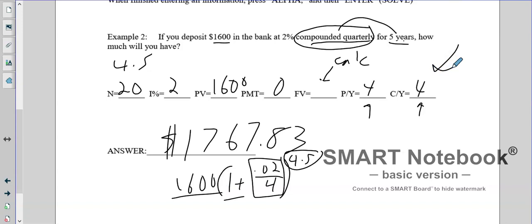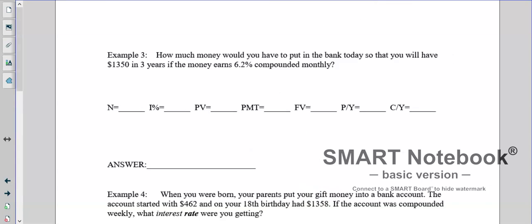All right, so I am fine with whatever method you're more comfortable with. Some people are more comfortable with just using the formula and crunching. It's up to you. You're not going to be graded on process.